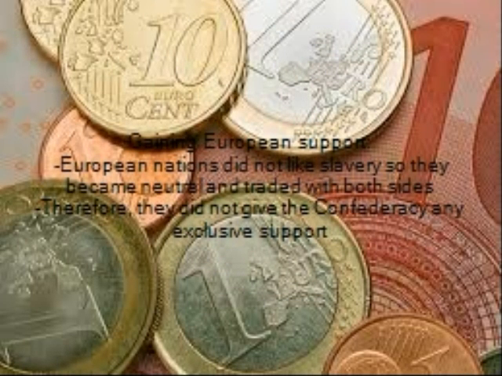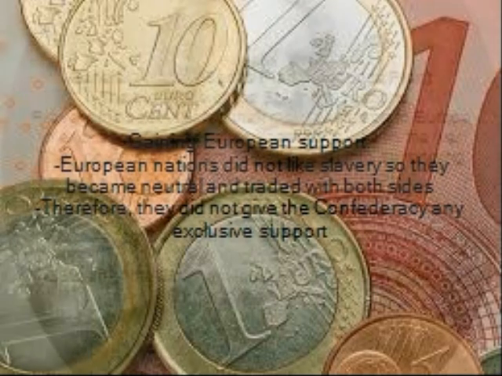Gaining European support. European nations didn't like slavery, so they became neutral and traded with both sides. Therefore, they did not give the Confederacy any exclusive support.